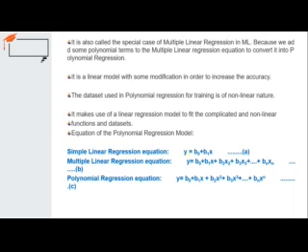The equations are like this. Simple linear: y is equal to b0 plus b1x. Multiple linear regression: y is equal to b0 plus b1x1 plus b2x2 plus b3x3 and so on. And polynomial regression: y is equal to b0 plus b1x plus b2x square plus b3x cube and so on.